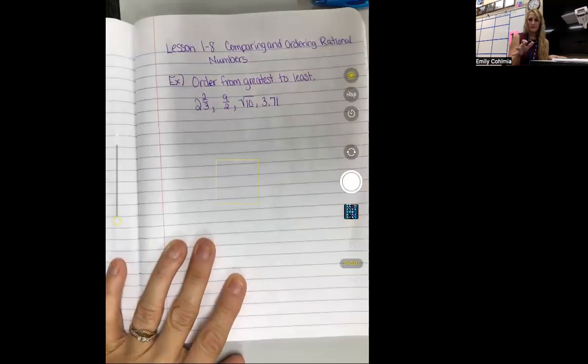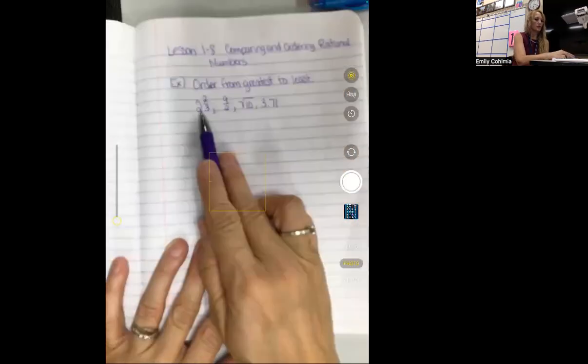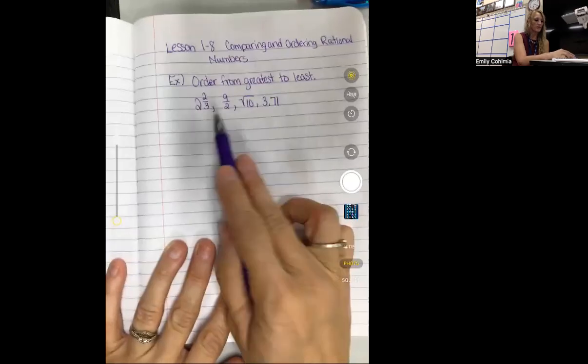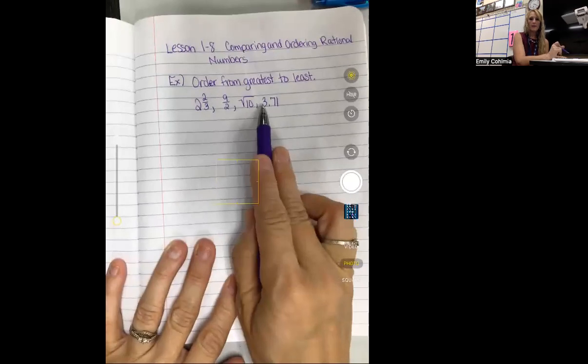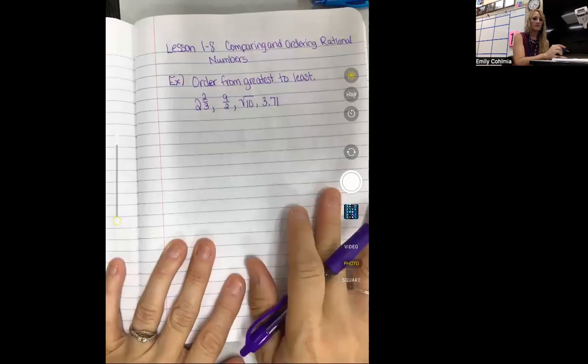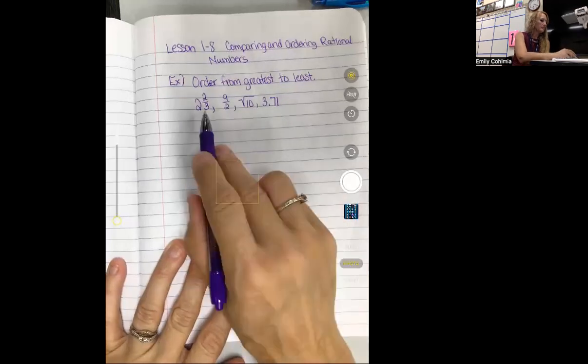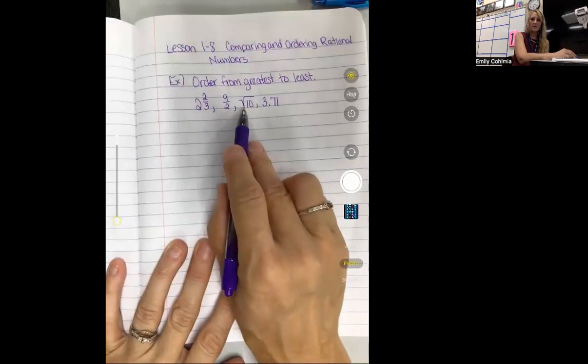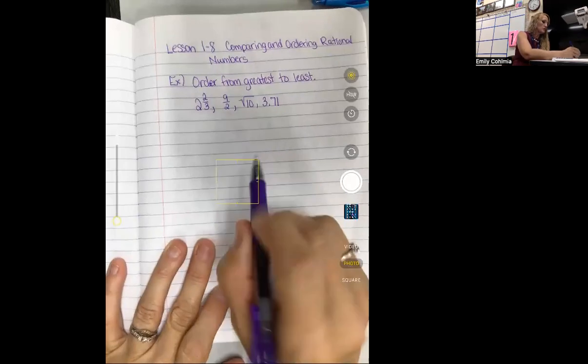Now, a couple of these are fairly easy, like the 2 2/3 and the 3.71. Those are pretty easy to figure out which one's going to come first, because 2 obviously comes before 3. But the 9/2 and the square root of 10 might be a little bit more difficult to determine.